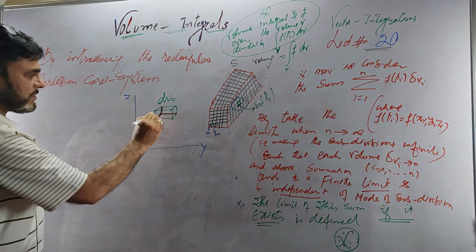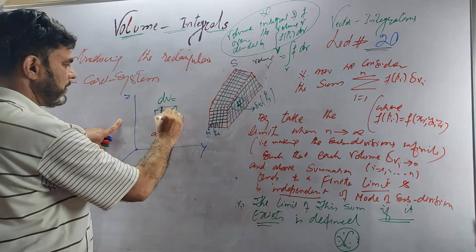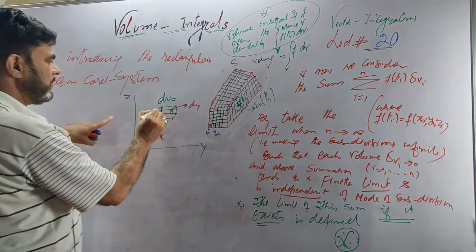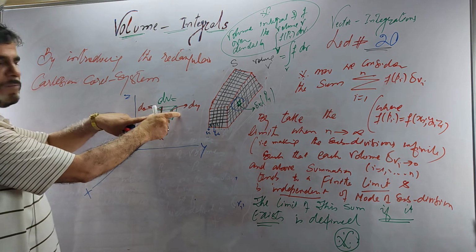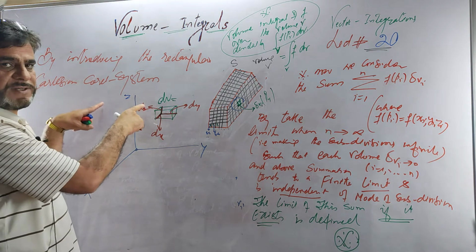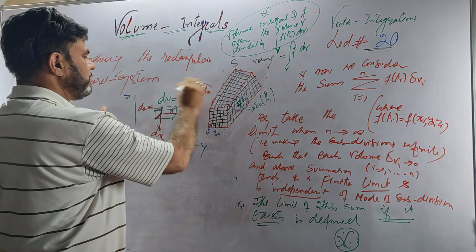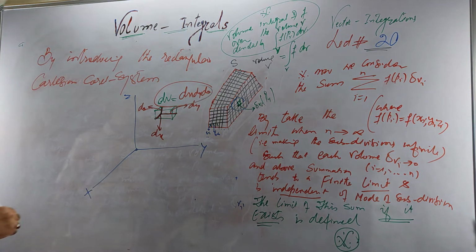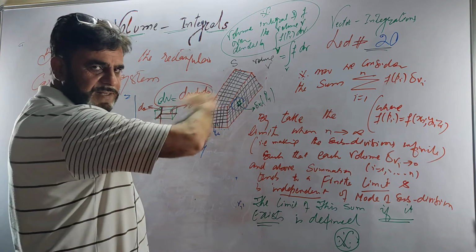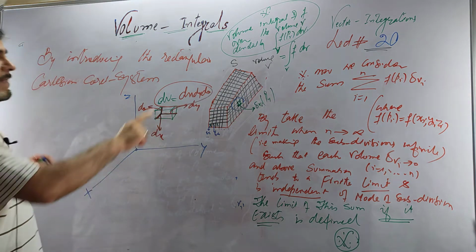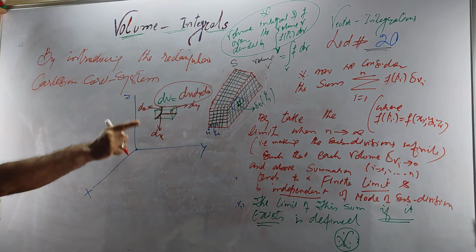it is parallel to the x-axis, this will be your dx, parallel to y, this will be your dy, and this is your dz. So when we find out the volume of this in terms of the Cartesian coordinate system, it will be dx dy dz. Okay. So each and every volume I have represented in the Cartesian coordinate system. Therefore, by introducing the rectangular Cartesian coordinate system, what happens?